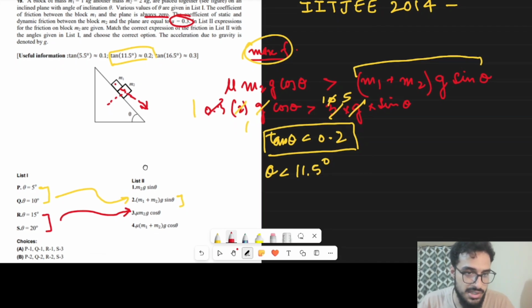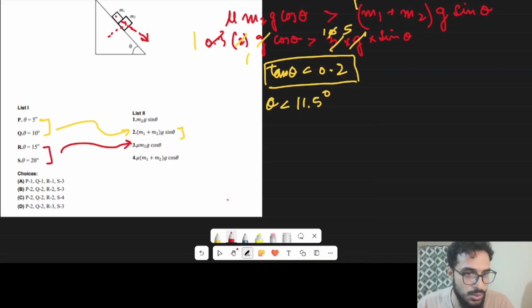Let's check our options. P and Q are 2, and R and S are 3. So option D is correct. This was a very basic problem to begin with.